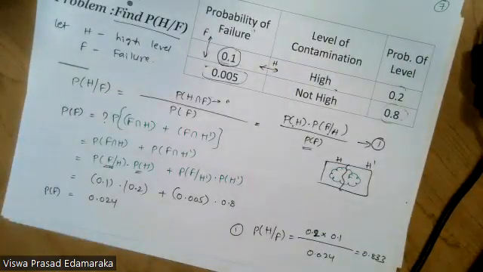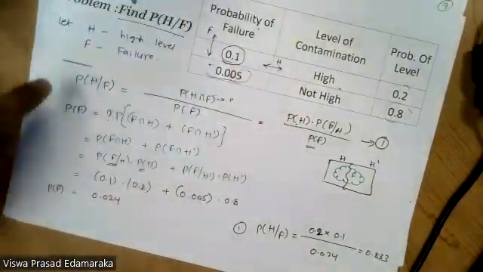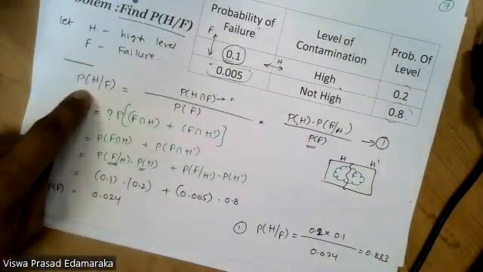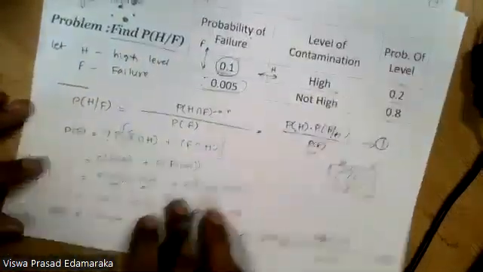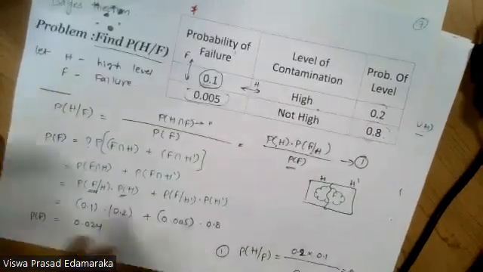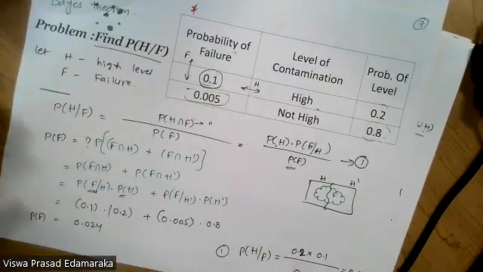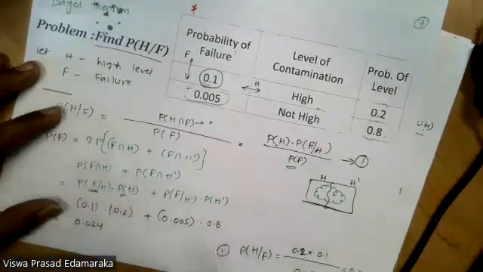This is a very important question. Simply, I inserted values from the table. I'm just calculating with Bayes theorem. I have not directly written P of H given F equals P of H intersection F by P of F, because I don't want to do all those things. Simply remember this technique.